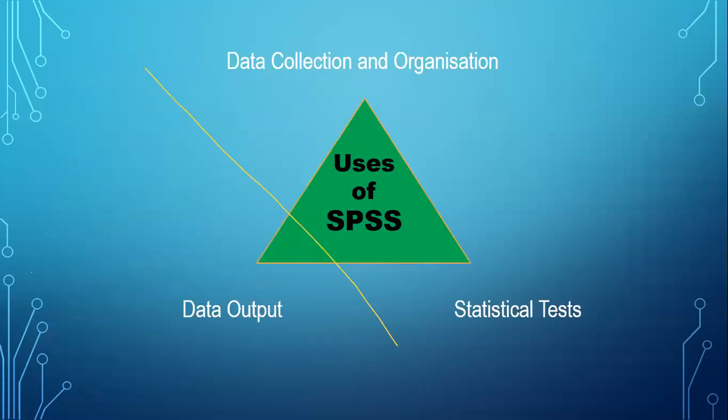Next, we are moving on to uses of SPSS. Mainly, there are three uses of SPSS. First one, data collection and organization. Next one is data output. Next one is statistical analysis. The three main uses of SPSS are data collection and organization, data output, and statistical analysis.